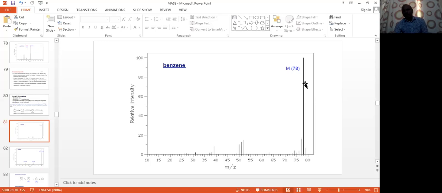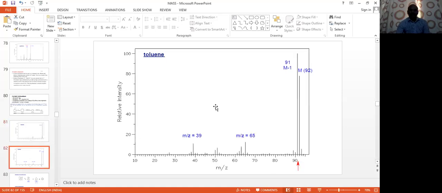So that's why in benzene, the m/z value 78 is the most abundant ion. This m/z 78 represents the molecular ion. So the molecular ion becomes 100% intensity here, and it will not undergo much fragmentation. Understood? So next, toluene.